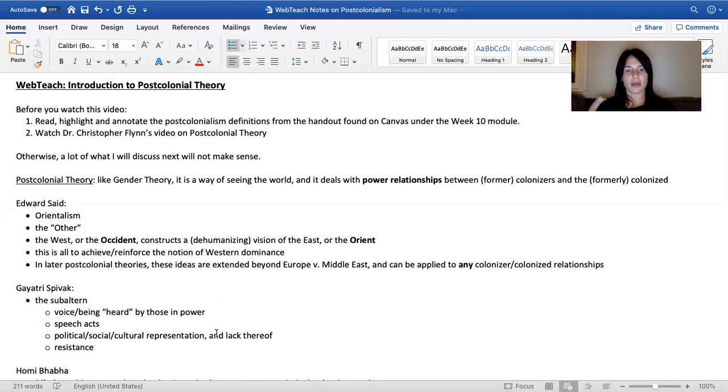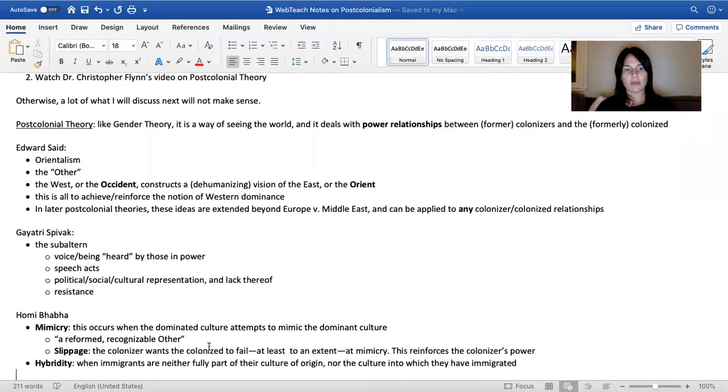And then the third one that we'll look at is Homi Bhabha. And this one's important because this includes a definition that will be on the midterm, but that is only referenced on the handout. So this is where you find out to a greater extent than what Flynn talks about what this term means. And that term is mimicry. Mimicry occurs when the dominated culture, in other words, the colonized culture, when we're talking about post-colonial theory, attempts to mimic the colonizer or the dominant culture.